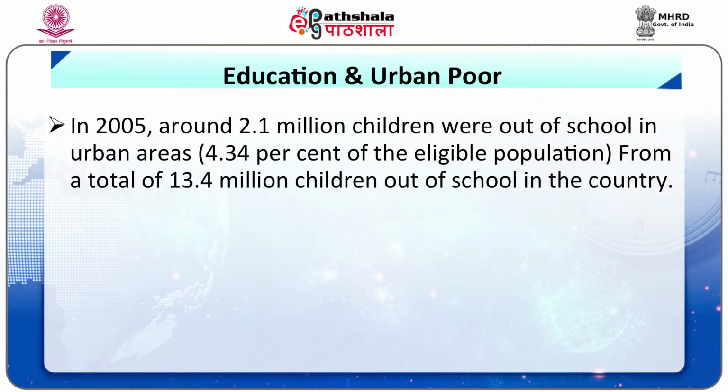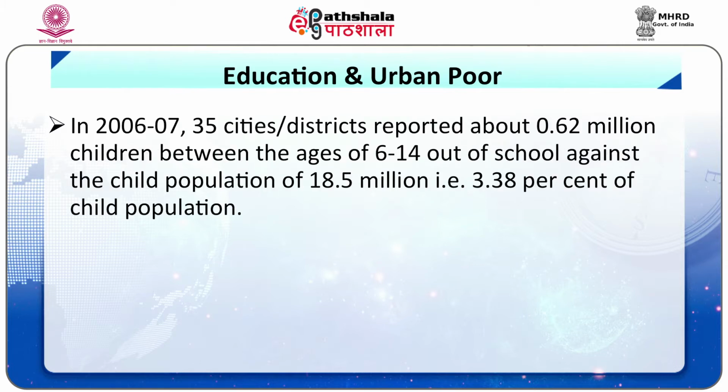In the year 2005, around 2.1 million children were out of school in urban areas, about 4.34% of the eligible population. From a total of 13.4 million children out of school in the country, in 2006-07, 35 cities and districts reported about 0.62 million children between the ages of 6 to 14 years out of school against the child population of 18.5 million, that is 3.38% of the total child population.